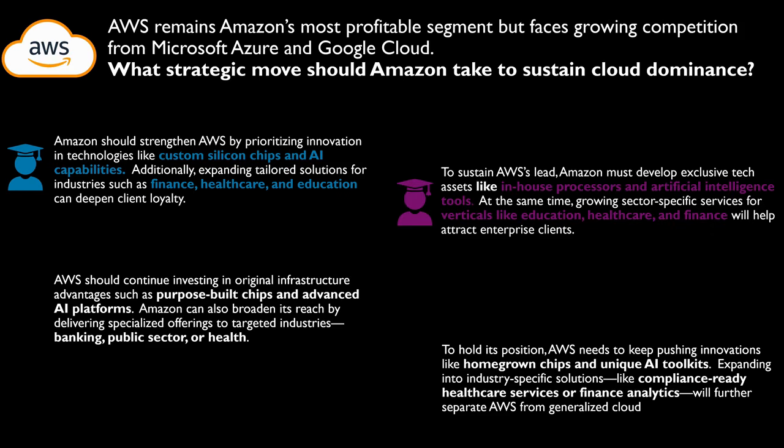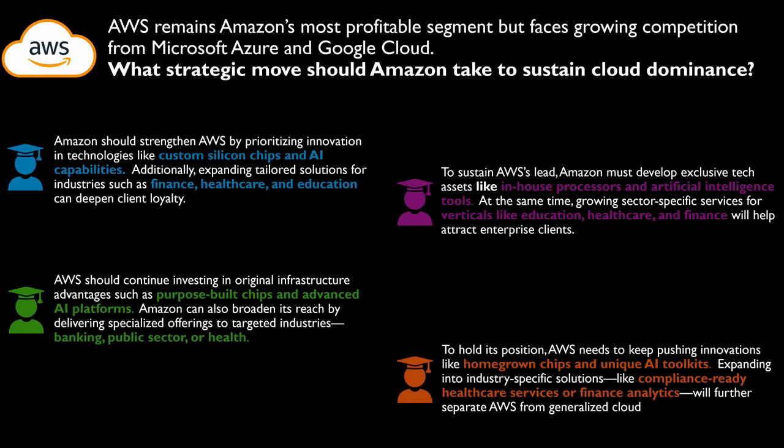A different student answered that Amazon should develop in-house processors and artificial intelligence tools for verticals like education, healthcare, and finance. Student number 3 advocated for purpose-built chips and AI platforms, and you guessed it, targeting banking, the public sector, or healthcare. And the answer from student number 4, well, you get the idea.